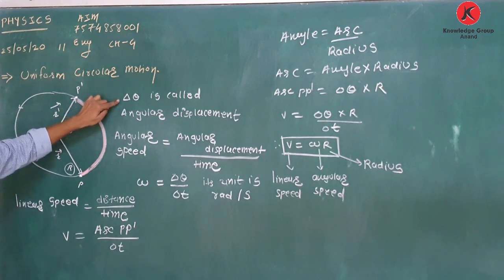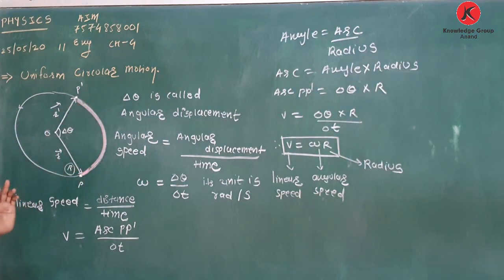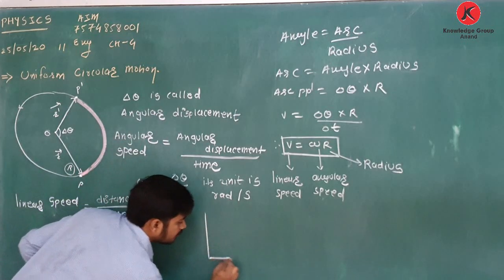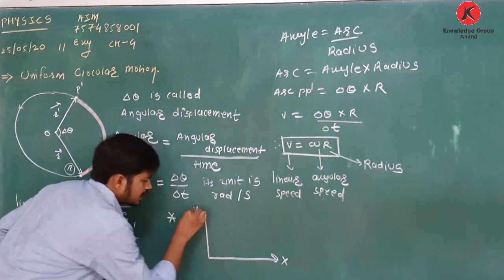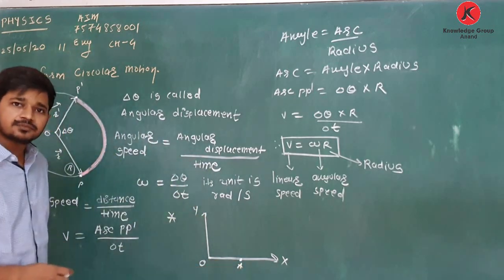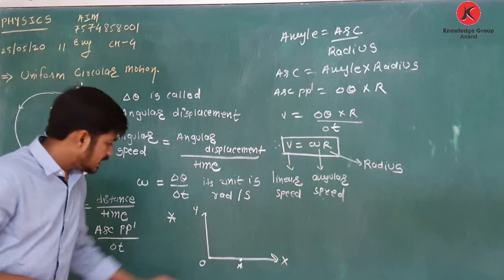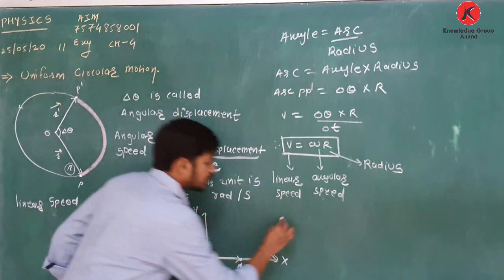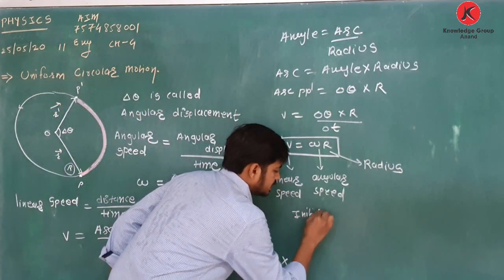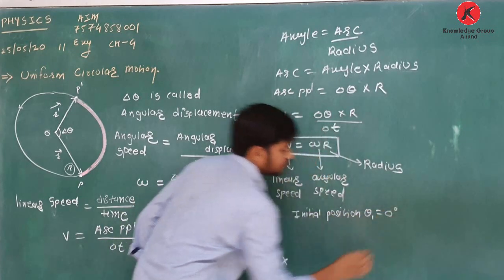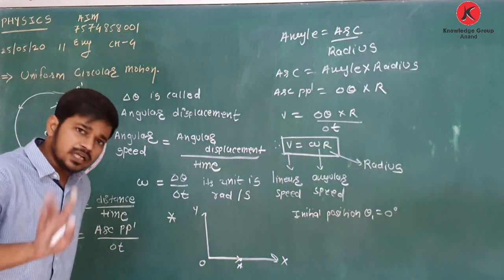What is delta theta? It means angular displacement. What is angular speed? See, what is angular displacement? We will clear your concept more. See here, if this is the x-axis, this is the y-axis, and this is the origin. Initially, the object is here at point A, where its position vector makes angle 0. So the initial position theta 1 is equal to 0 degrees. Clear about it?